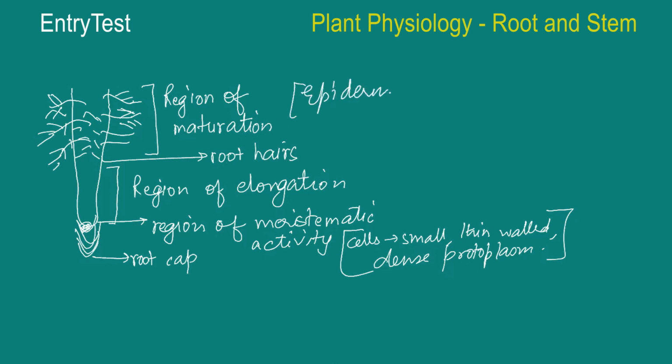So let me just write it down. The epidermal cells form into root hairs whose basic function is to simply absorb the water and the nutrients from the surrounding soil. So that is about the regions of the root.